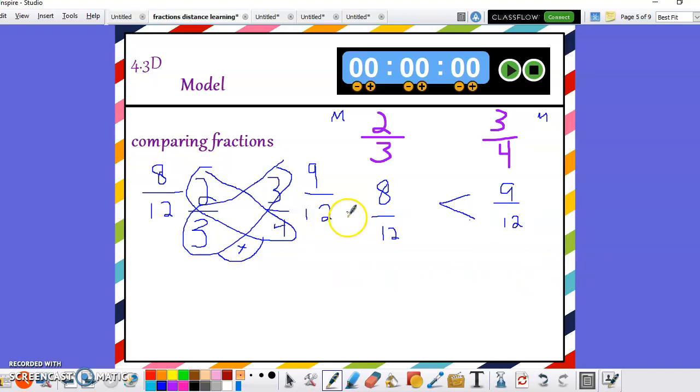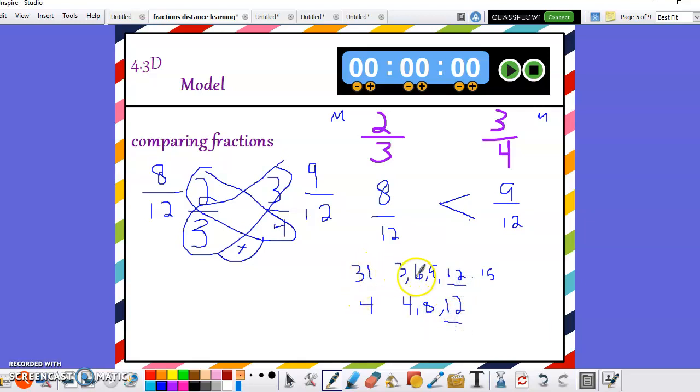Yes, we could. I could list my multiples for 3. And I could list my multiples of 4. So my multiples of 3 are 3, 6, 9, 12, and 15. I'll stop there. And then my multiples of 4 are 4, 8, 12. Oh, I found two numbers that are the same. So here's my 12 and my 12.